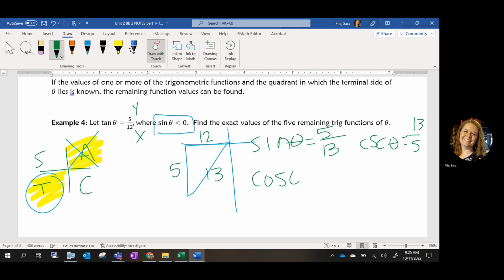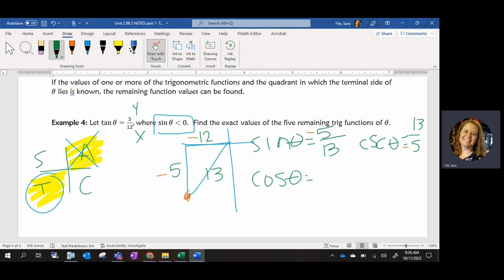Cosine. Oh, and I almost messed up there. We are in quadrant 3. We got tangent to be positive because both of these are negative. We went left and down to get here. This point right here is at negative 12, negative 5. So I need to make sure that I put a negative on that 5 and a negative on that 5. So negative 5/13 and negative 13/5.